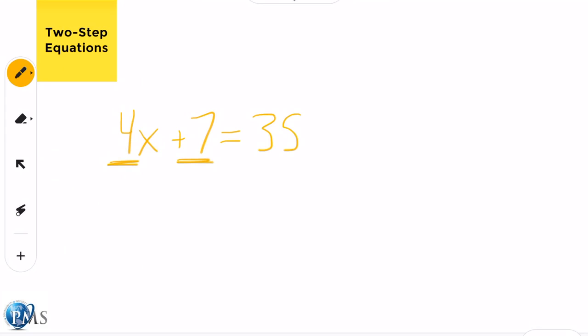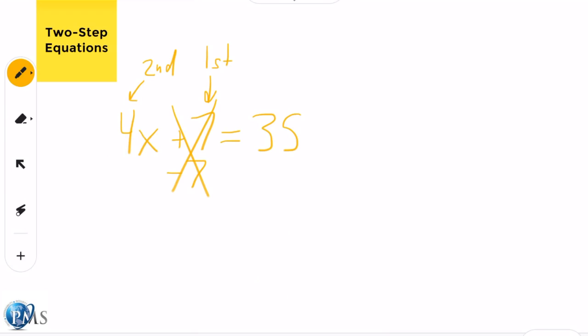And if you remember from last time, we always want to save the one that's closest to the x for last. So in this case, we'll do the 4 second and we'll do the 7 first. All right, so let's get rid of the plus 7. To get rid of the positive 7, we want to do the opposite of plus, which is minus. So we'll do minus 7 because 7 minus 7 cancels out.